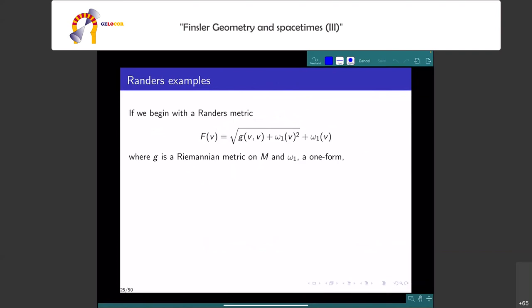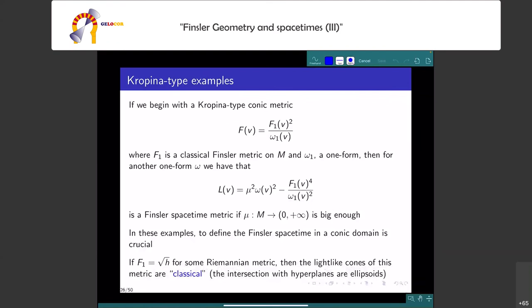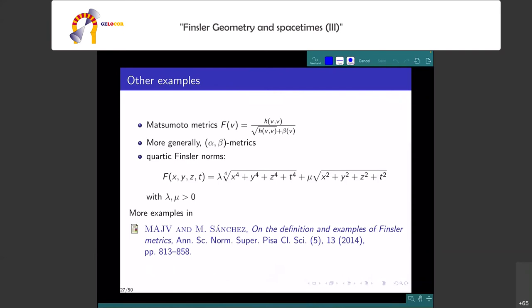I don't want to spend much time here. You can make other different Finsler metrics as particular examples: Matsumoto-type metrics, alpha-beta metrics, quartic metrics. There are many examples. You can generate a lot of examples in this paper that I used in the first talk a lot. You can find a way to generate a lot of examples of classical Finsler metrics.